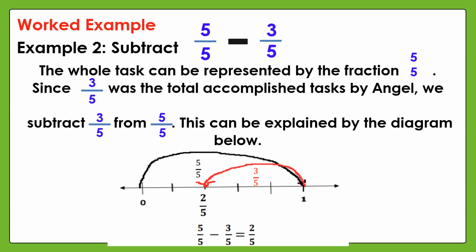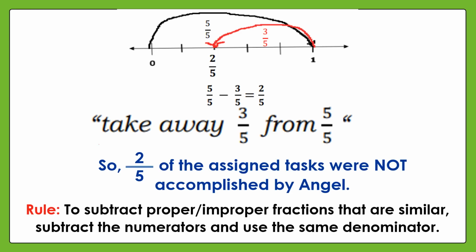This can be explained by the diagram below. So 5/5 minus 3/5 is equal to 2/5. Take away 3/5 from 5/5. So 2/5 of the assigned task were not accomplished by Angel. Rule: to subtract proper or improper fractions that are similar, subtract the numerators and use the same denominator.